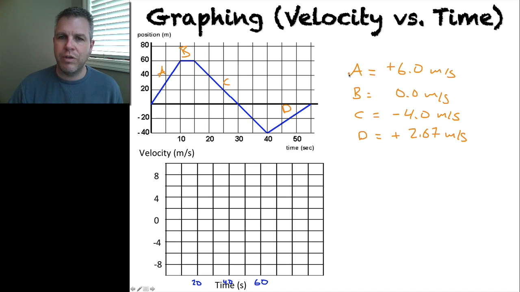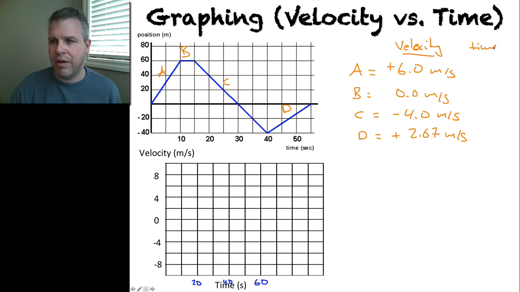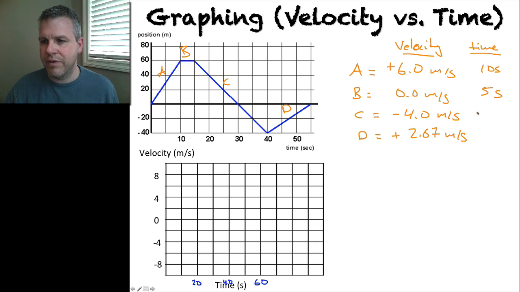Now when we take this information, we're going to plot this on our velocity versus time graph. So what this tells us is the velocity that occurs in each segment, and I'm going to put time here. The object travels at 6.0 meters per second for 10 seconds. Okay, it stays still for 5 seconds. This segment here starts at 15 and goes to 20, so that is a total of 5, 10, 15, 20, 25 seconds. And this one has a total of 15 seconds.